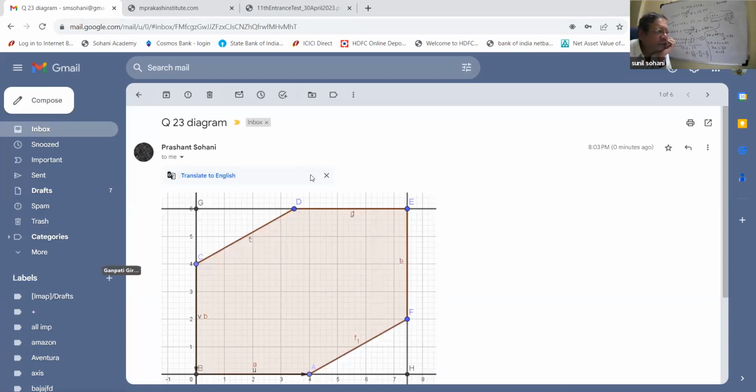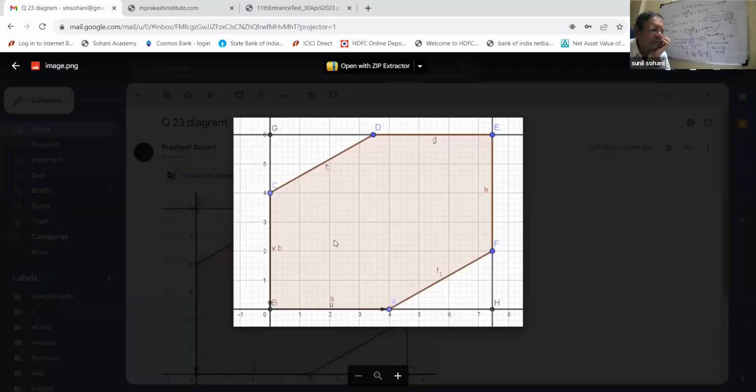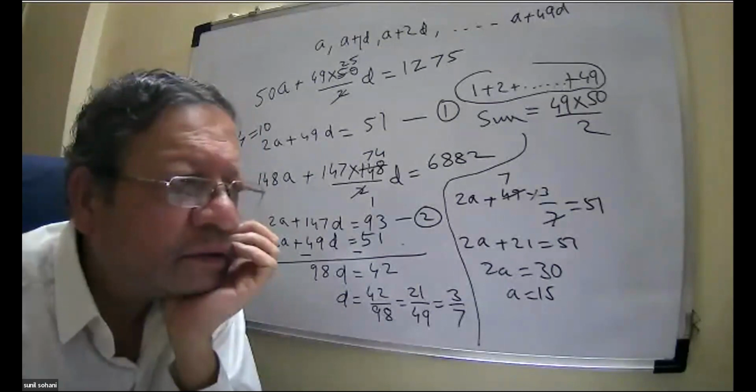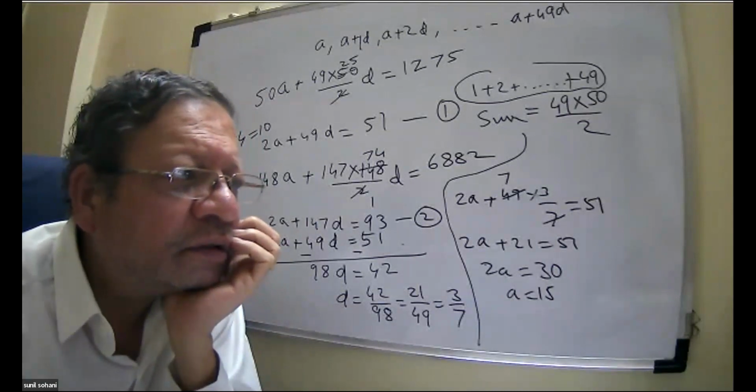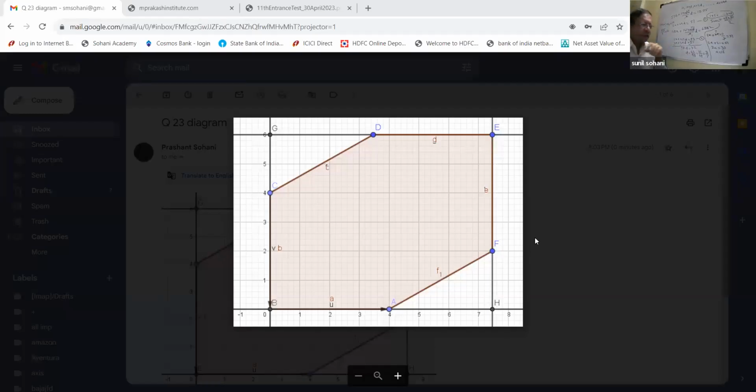Okay, now let me share one. Okay. Now let me share the sketch. This sketch was done using GeoGebra. Otherwise, it is very difficult to draw by hand and to understand the information like 90, 120, 150.